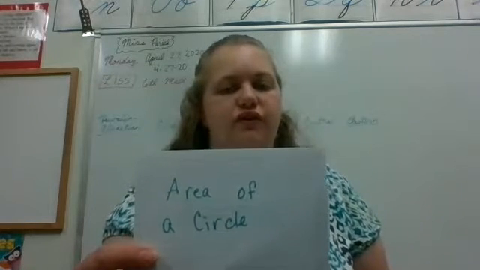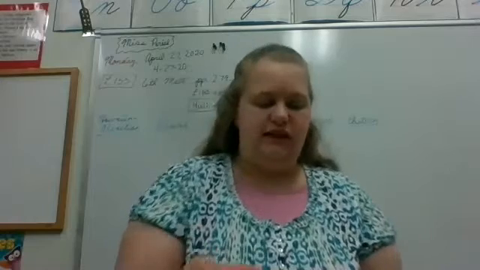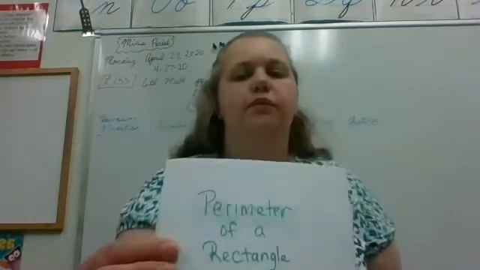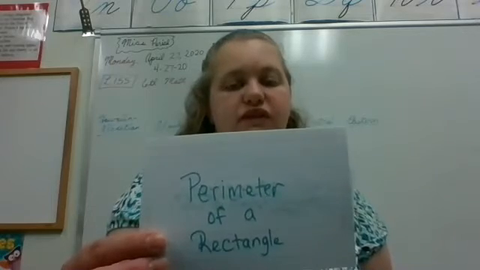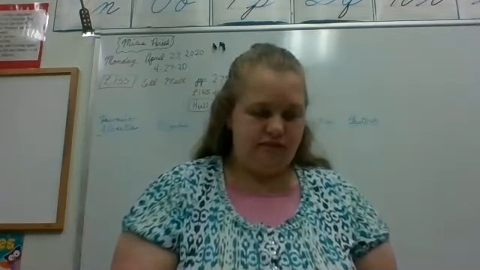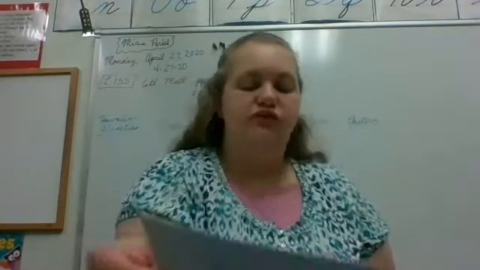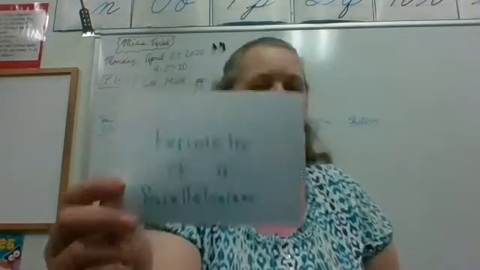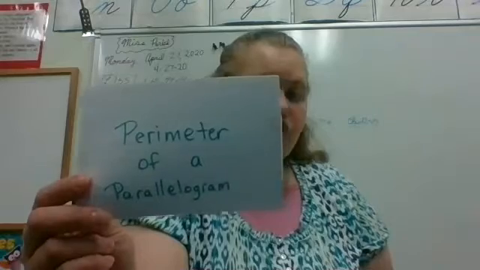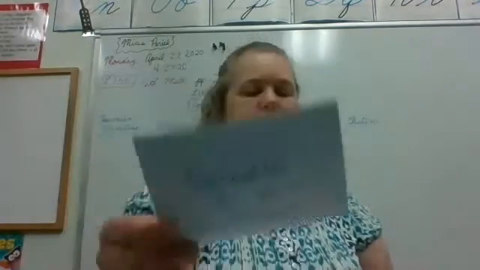Okay, so area of a circle. A equals pi r squared, all right? Perimeter of a rectangle. P equals 2 times L plus 2 times W, all right? Perimeter of a square. P equals 4 times S. I used those two with the 4th grade math lesson today because they're working on perimeter, okay? Perimeter of a parallelogram. So it could be P equals 2 times B plus 2 times H, or 2 times L plus 2 times W. Either one will work.